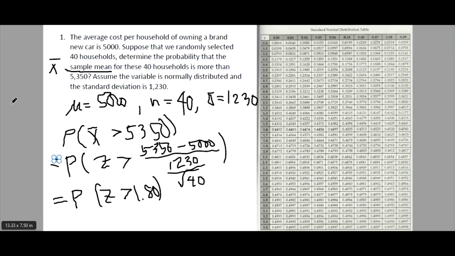Now, let's draw the normal curve. Say for example, we have this normal curve. We have 0. 1.80 is positive, so it is here on the right side. It's greater than, so the area is here, so the probability is this shaded part. So our formula here with our table is 0.5 minus what is 1.8, that is 1.